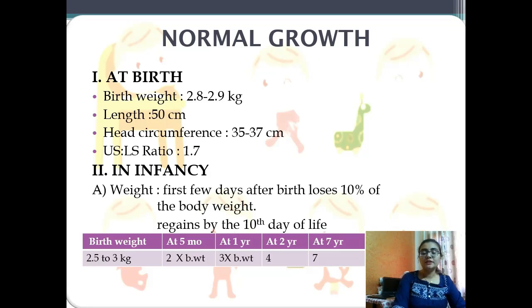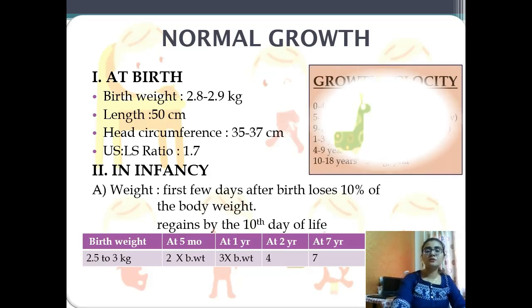This is a simple rule given here: birth weight is 2.5 to 3 kg. At 5 months there is doubling of birth weight. At 1 year birth weight triples. At 2 years it quadruples. So whatever the birth weight, at 5 months it doubles.